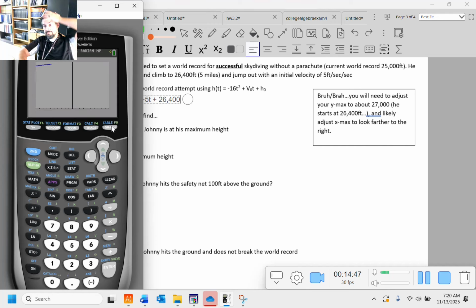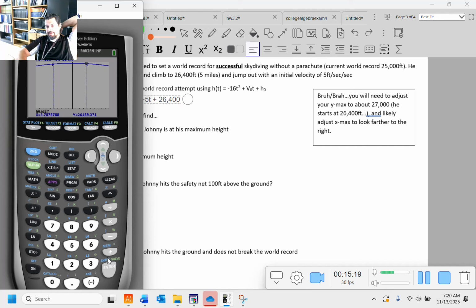This is actually probably enough to get the maximum. So let's go to second trace, and 4 for maximum. I'm just going to take my little cursor and get it somewhere off to the left where I know that the graph is rising. Then somewhere off to the right where I know that the graph is falling again, because the maximum would be somewhere in between those two things. I'm going to press enter. Now I'm going to press enter for guess.